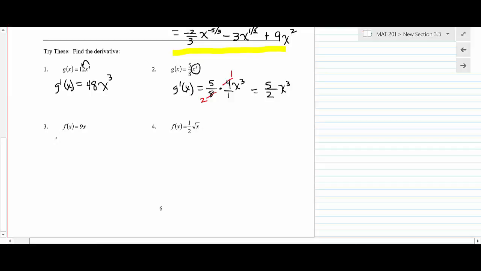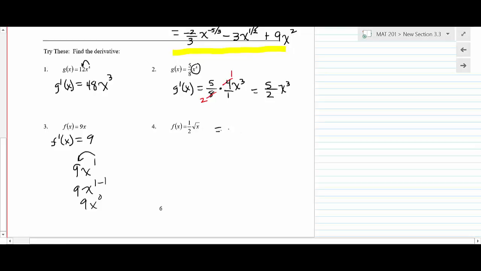Okay, how about the next one? What's the answer? 9. Okay, it's the number in front of x. Okay, that's the rule, okay, for that derivative. If you forget that, what you're doing is you're doing that's x to the first. You're doing 1 times 9 is 9. Subtract 1 from the exponent to get 9x to the 0. Isn't that 9? Okay, don't look at it that way. Just learn that the number in front of x is the derivative.